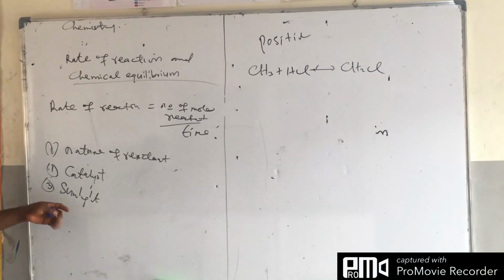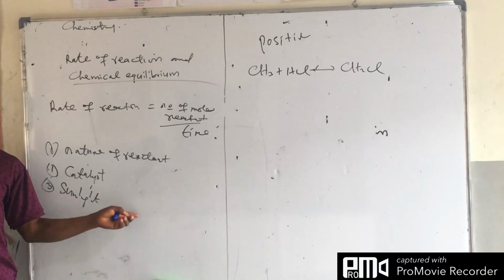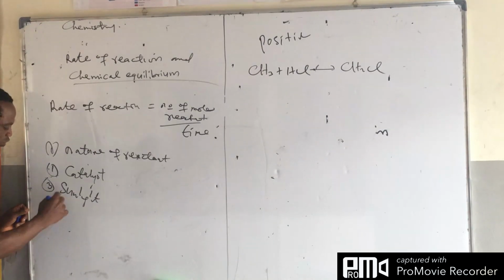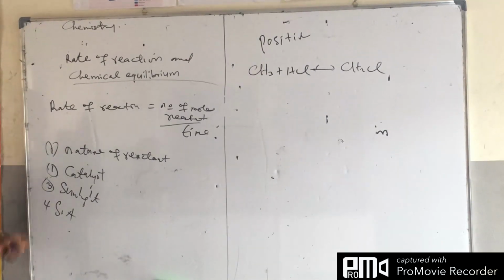So these are the factors that affect chemical reactions. Then another one is surface area. Surface area. What does it mean?